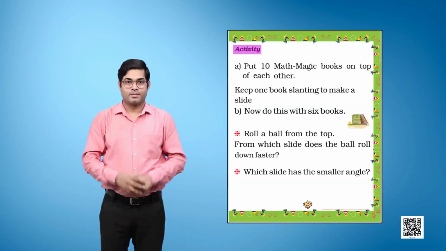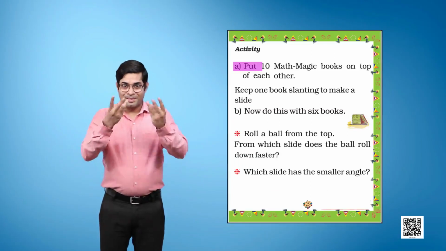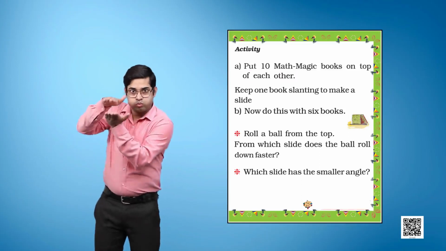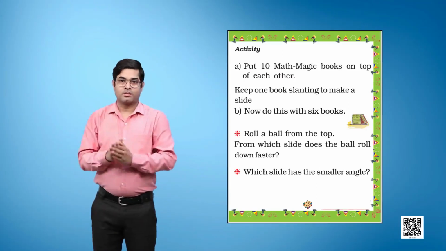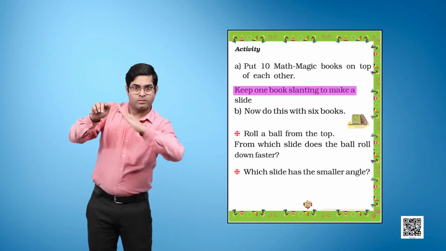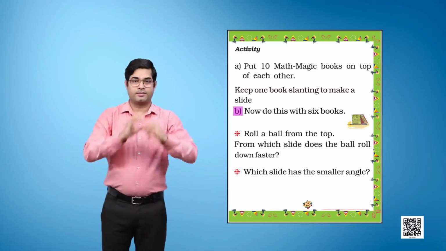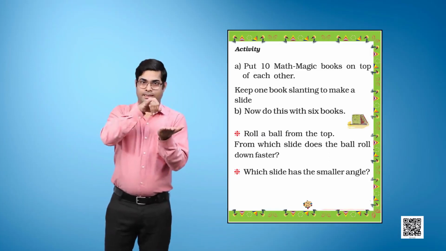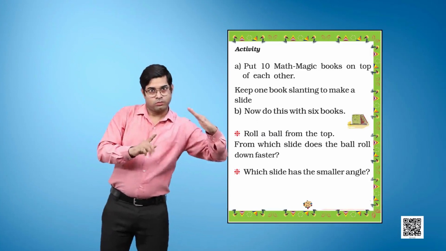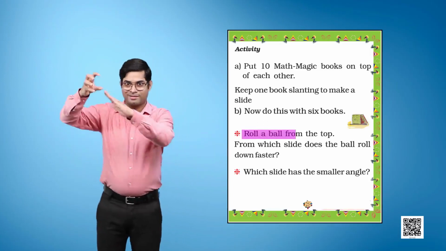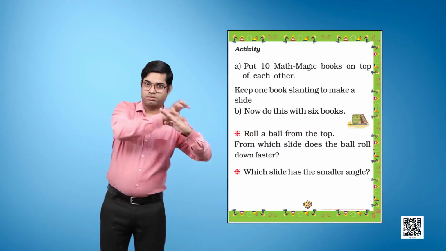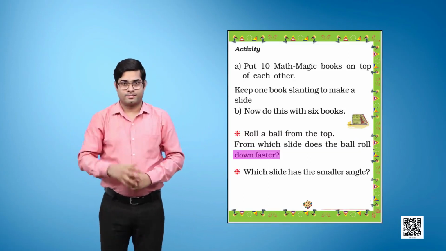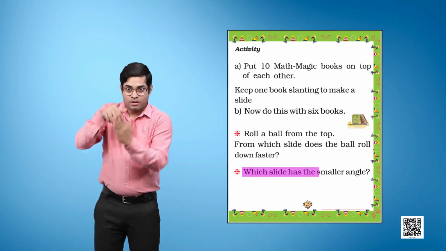Activity. A. Put 10 Math Magic books on top of each other. Keep one book slanting to make a slide. B. Now do this with 6 books. Roll a ball from the top. From which slide does the ball roll down faster? Which slide has the smaller angle?